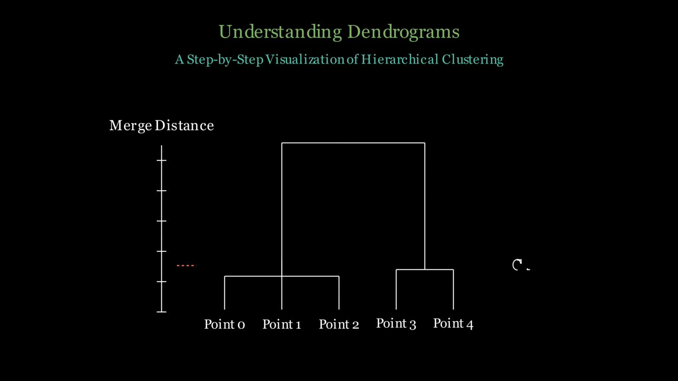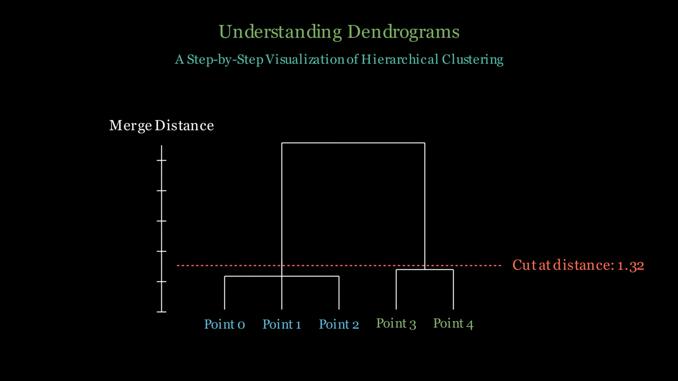Let's cut the dendrogram just above the third merge. This will give us exactly two clusters, one containing points 0, 1 and 2, and another containing points 3 and 4.